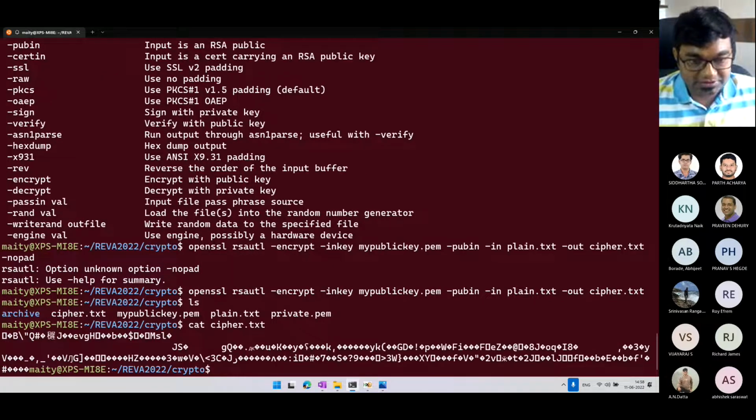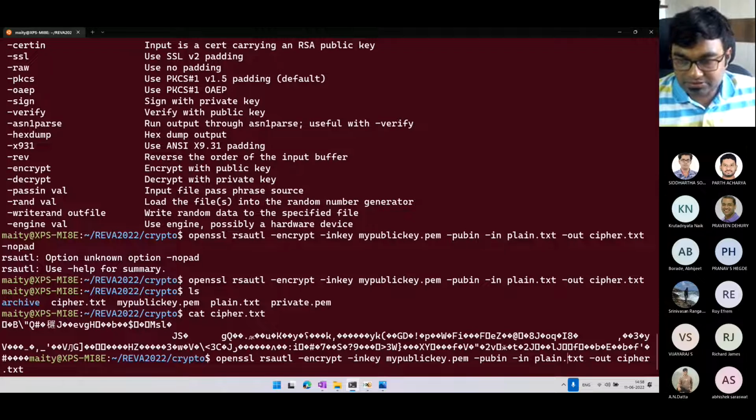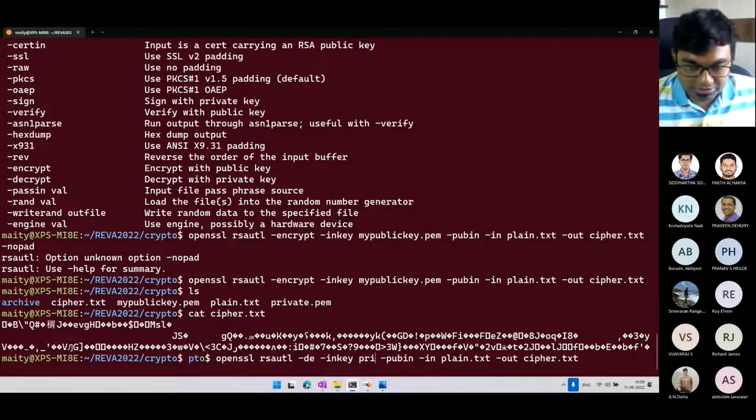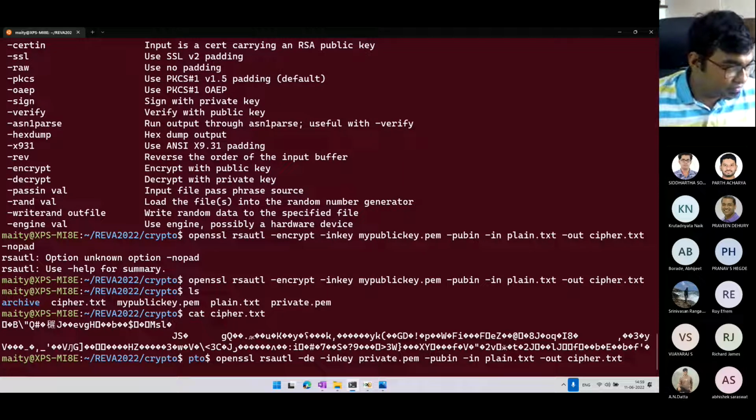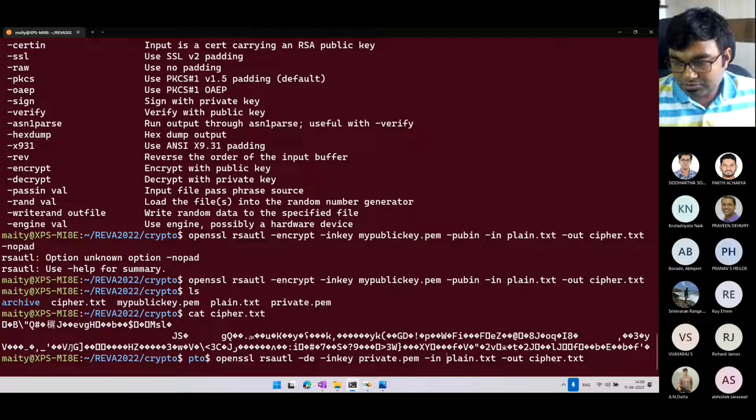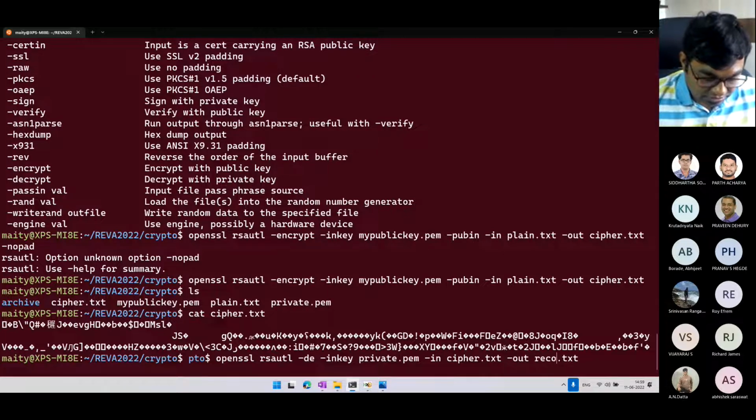Cat cipher. Yeah, this is the hello world looks like. Now let us see if we can decipher the same thing. To do the same thing with decrypt, private key. Of course, let's see. Private.pem.